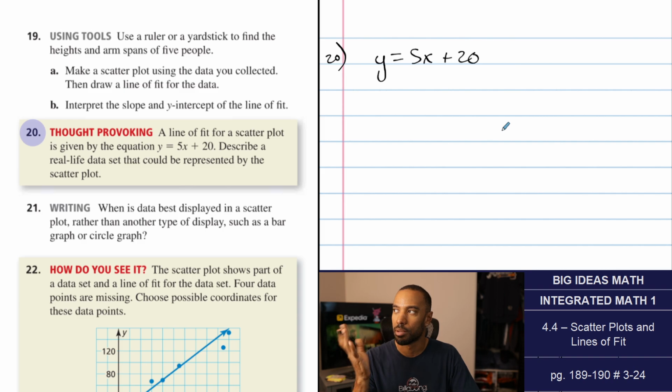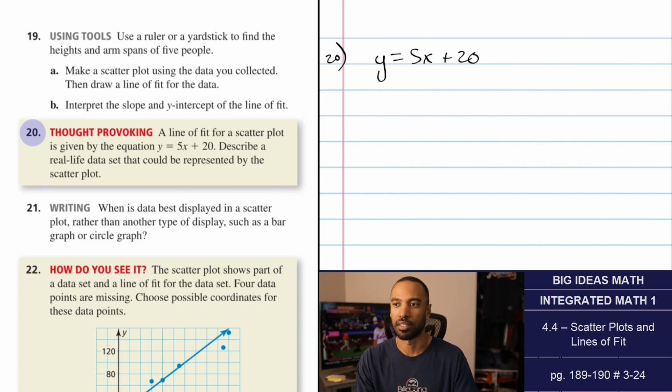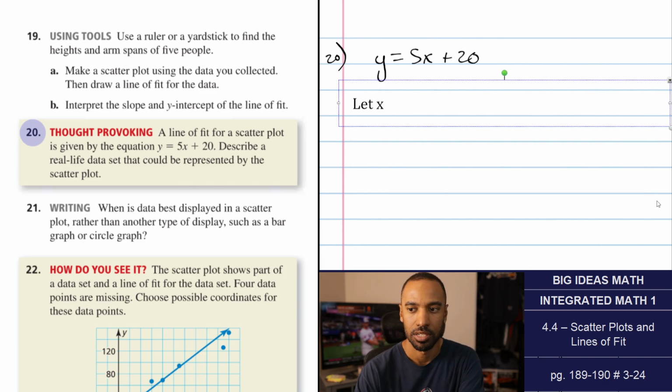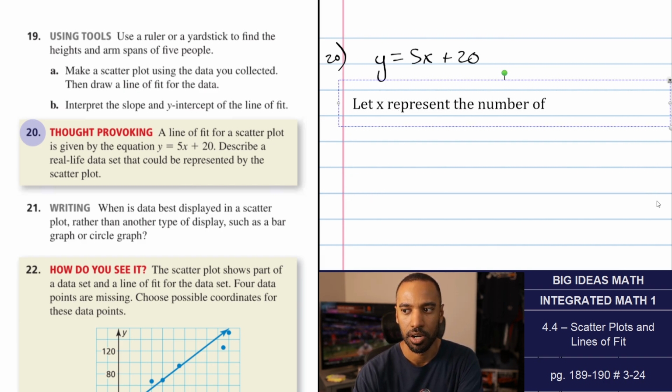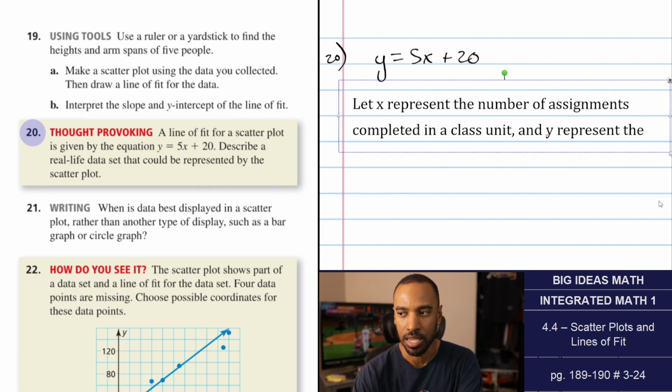We could do something like you would get 20% on a test if you studied 0 hours, or you completed 0 assignments during the unit. Let's do that. Let's let x represent the number of assignments completed in a class unit, and y represent the unit exam score percentage.